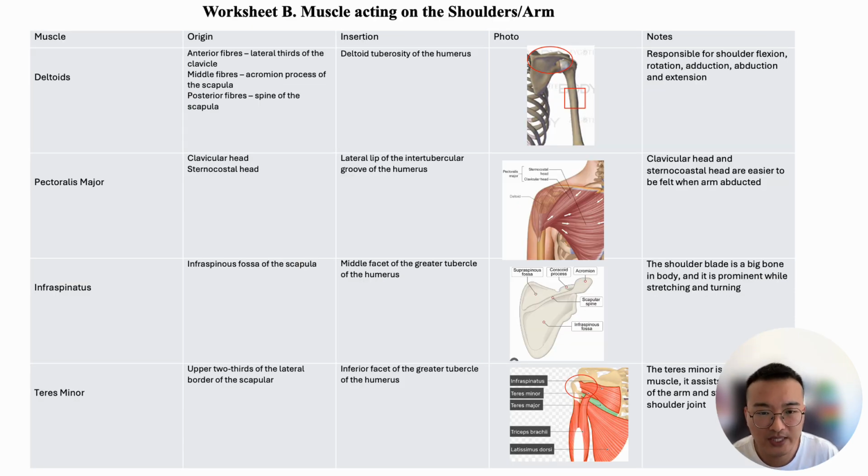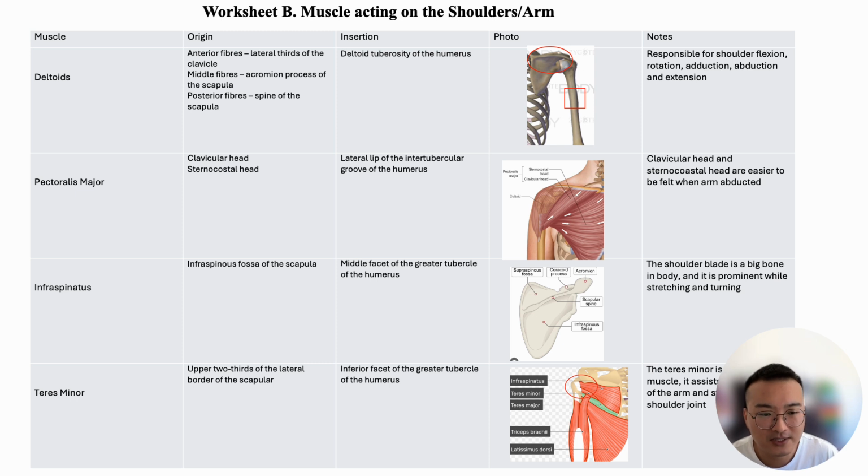This is Worksheet B, muscles acting on the shoulders and arm. The first muscle is deltoid. The origin of it are anterior fibers, lateral third of the clavicle, middle fibers, acromion process of the scapula, and the posterior fibers, the spine of the scapula. And the insertion of it is deltoid tuberosity of the humerus. Deltoids are responsible for shoulder flexion, rotation, adduction, abduction, and extension.